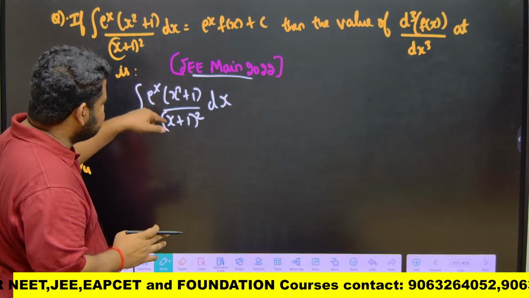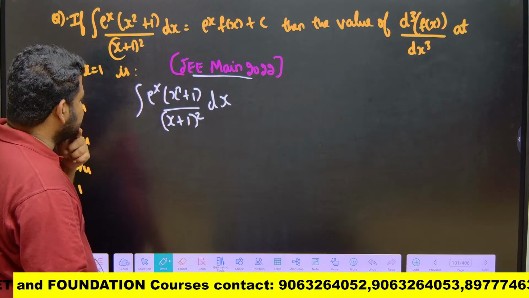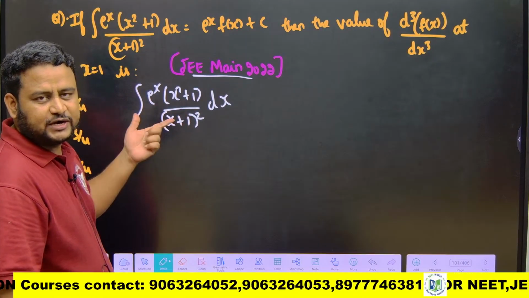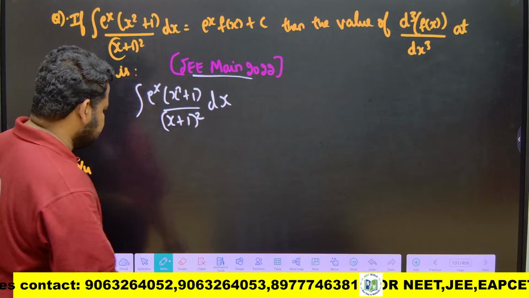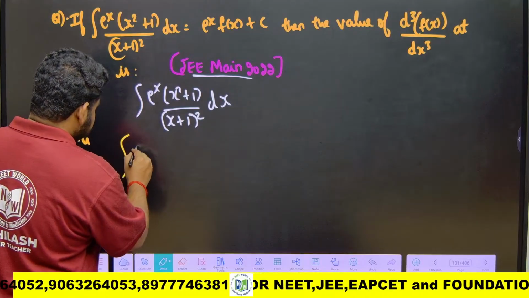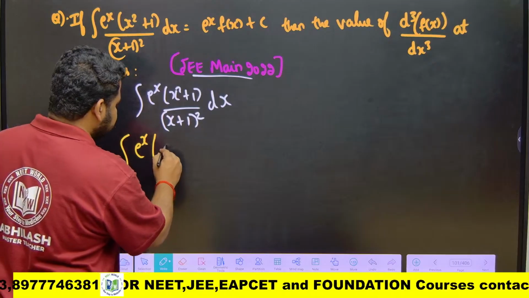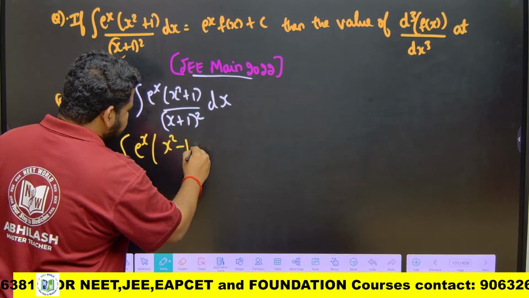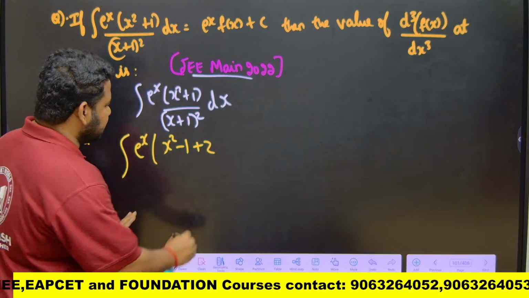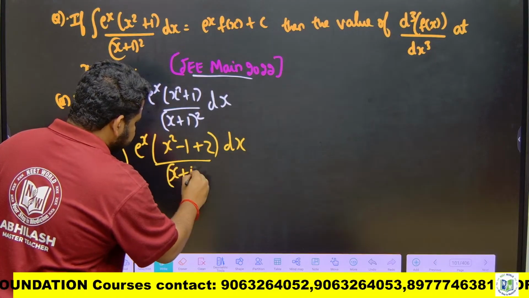Now, if I look directly, I cannot find f of x and f dash of x here. Here plus 1 is there. What can I do for this plus 1? This is my star step. I can write it as e power x, x square plus 1, and x square plus 1 I will write as x square minus 1 plus 2. So 2 minus 1 will become plus 1 itself. So dx divided by x plus 1 whole square.